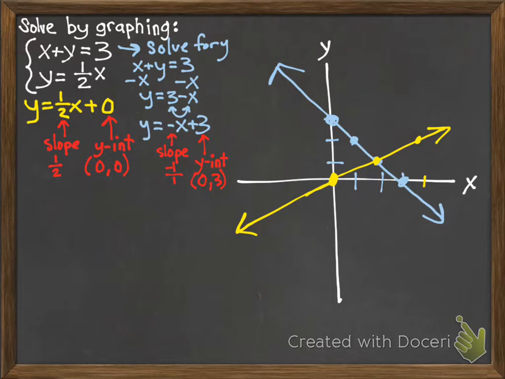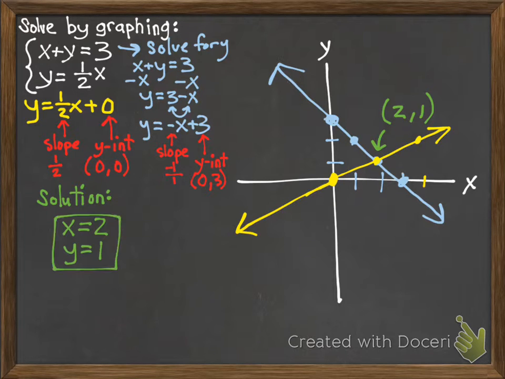Now that we have both of these lines graphed, we need to see where they intersect at the point (2, 1), which means that the x value is 2 and the y value is 1, since the x-coordinate comes first on the x-axis and the y value comes second on the y-axis.